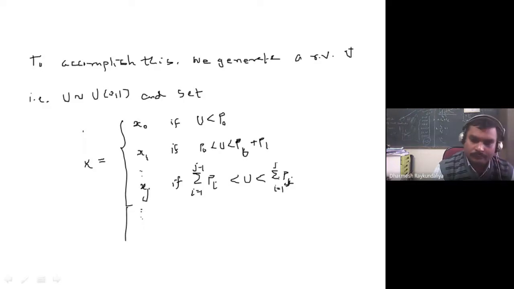So in short, while generating a discrete random variable, what happens? We are given the probability mass function, the probabilities of x0, x1 up to xj denoted p0, p1, pj. Calculate the cumulative probabilities. If u is less than p0, set x equal to x0. If u lies between p0 and p0 plus p1, set x equal to x1. And if u lies between the sum of pi, i running from 1 to j minus 1, and the sum of pi, i running from 1 to j, then set x equal to xj.